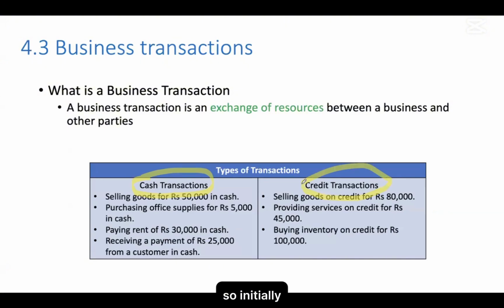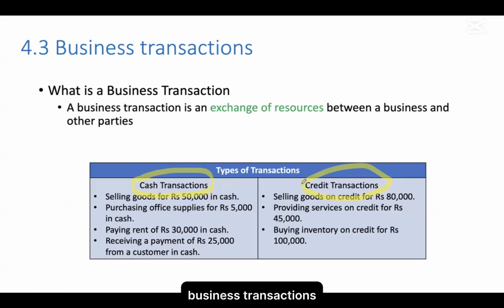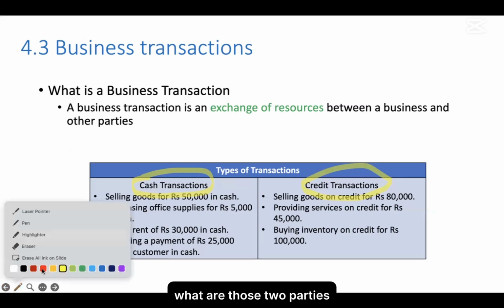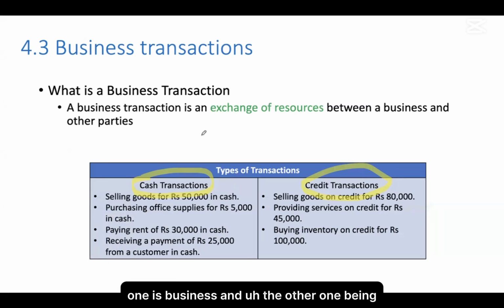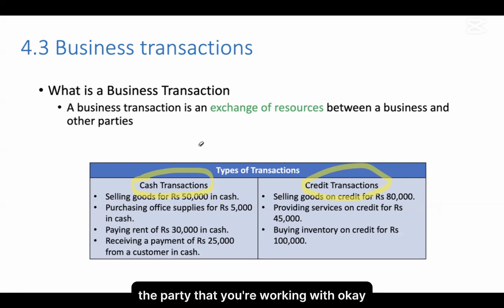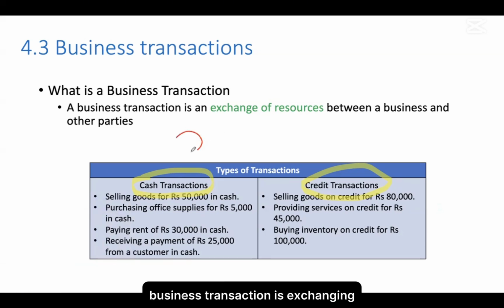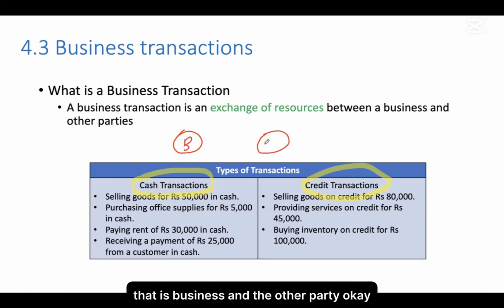Okay, so initially we have something called business transactions. Business transactions are exchange of resources between two parties. What are those two parties? One is the business and the other one is the party that you're working with. So simply, a business transaction is exchanging resources between two parties, that is the business and the other party.